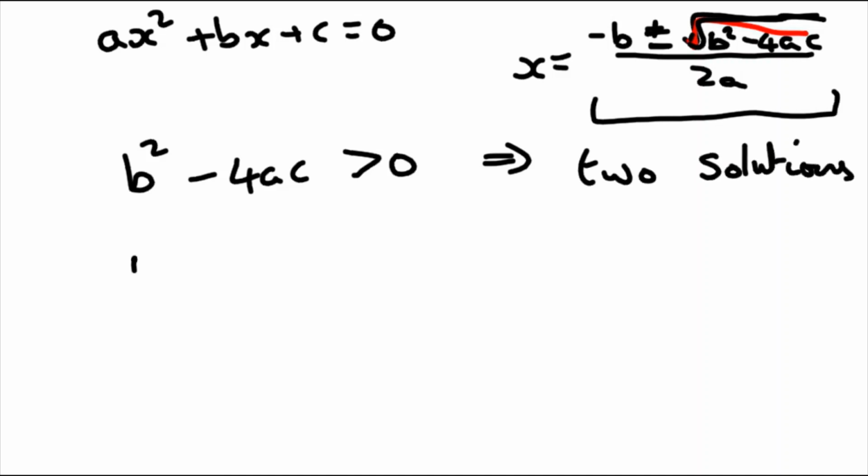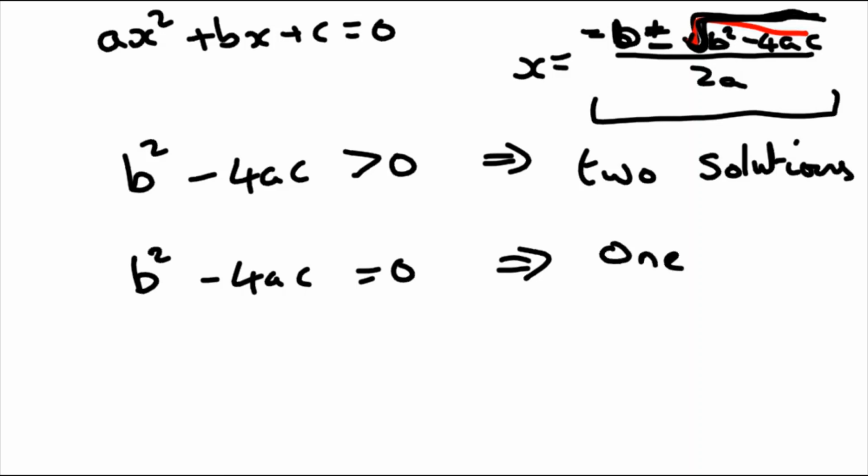Now let's take that thing and say that it equals 0. Well, if it equals 0, this thing in the square root doesn't exist, it's just 0. So x is only going to have the solution minus b over 2a. So if this thing in the square root equals 0, x only has one solution.